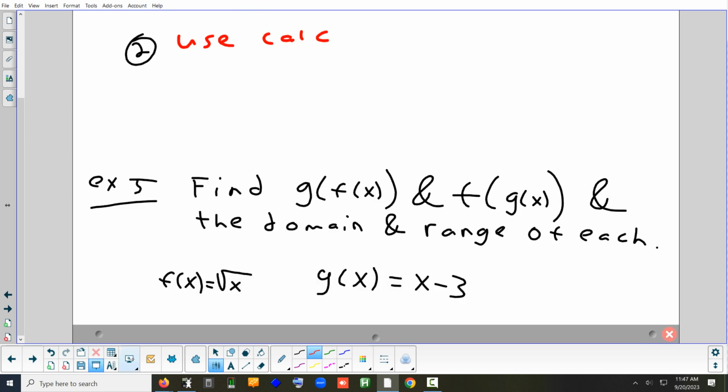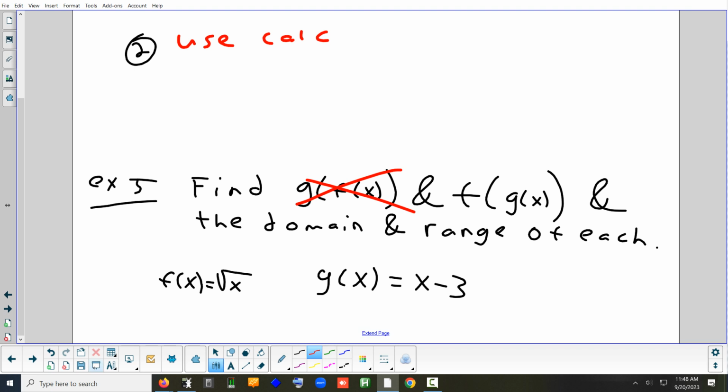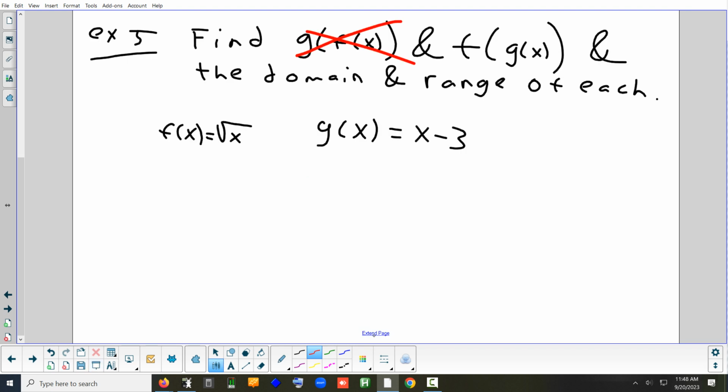Okay, again, I don't want to do this one both ways. You tell me, do you want to do the first or the second? Second. Okay. So we're going to find f of g of x. F of g of x.